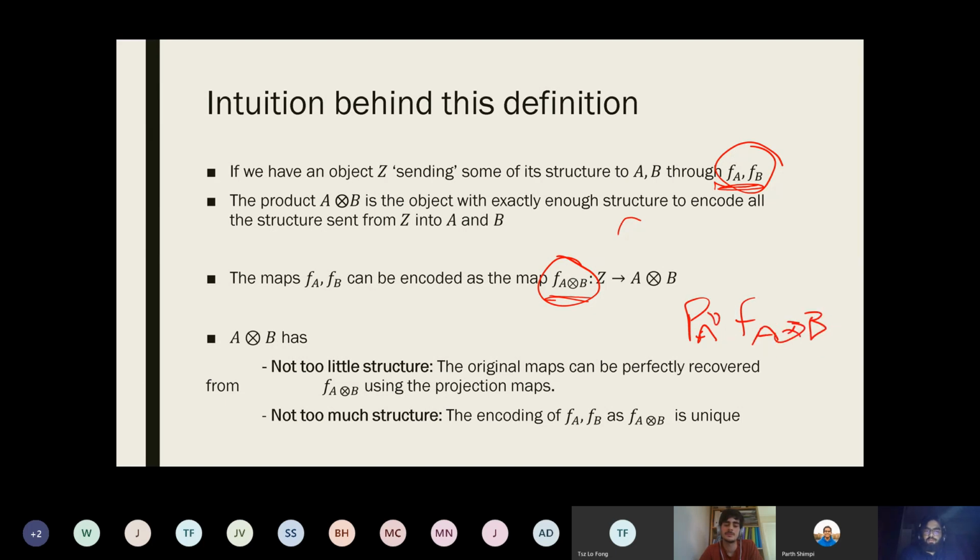And we don't have too much structure because of the uniqueness. I guess that's a bit harder to justify, but it's more like, if it wasn't unique, then you could somehow argue that there's extra space inside of A cross B. And it turns out that if you actually concretely apply this definition, it does become, in a sense, the minimal amount of structure you need to encode all possible structure going into A and B.